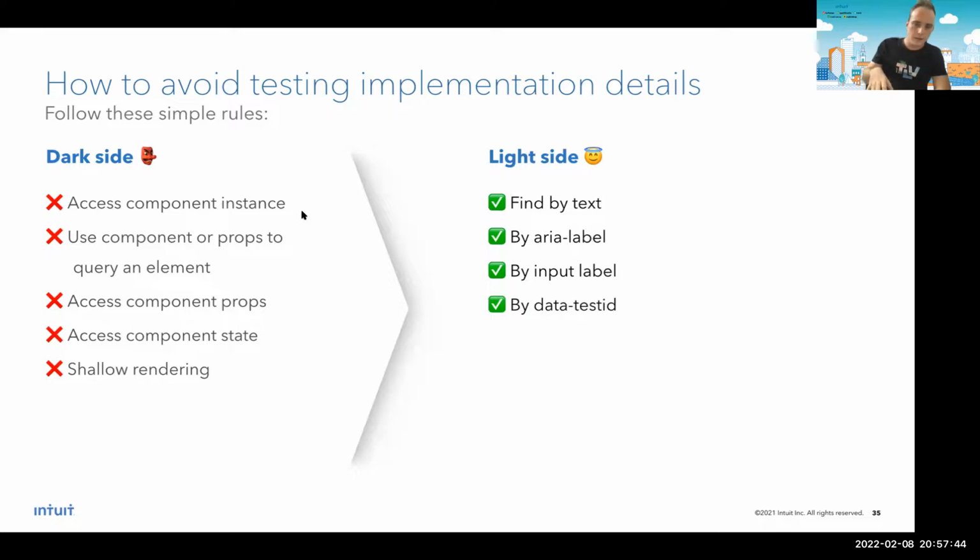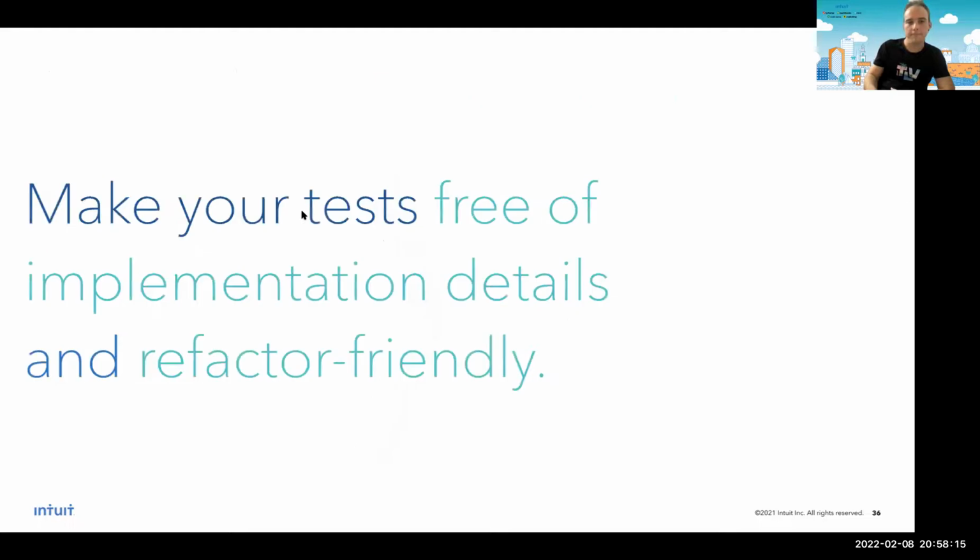In the really rare scenarios where there is no text and you cannot add an ARIA label attribute, it's okay to use test IDs. Absolutely okay, and Testing Library provides a special helper method to search by test IDs. Also, you need to fire JavaScript events instead of calling functions directly. And you need to write your expectations based on UI elements and not on some intermediate values. So make your tests free of implementation details and refactor friendly.